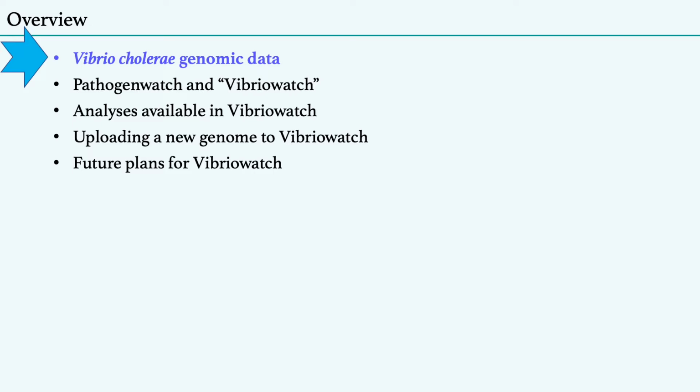First, I will give you a brief overview of my talk. I will introduce the Vibrio cholerae reference genome and talk about what other genomic data is available for Vibrio cholerae. I will introduce Pathogen.watch and its Vibrio cholerae component Vibrio Watch. I will explain analyses that you can carry out on Vibrio Watch on your genomes that you upload, as well as the genomes already uploaded by us. I will explain how to upload a new genome, and I will lastly mention some future plans that we have to improve Vibrio Watch.